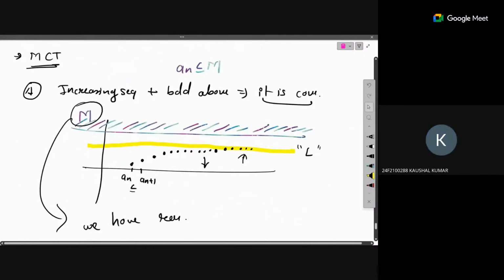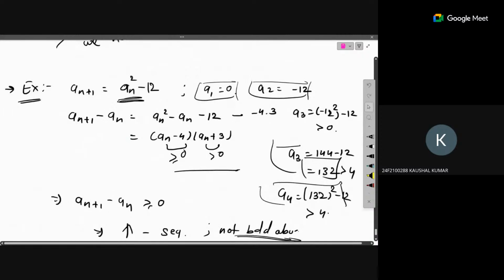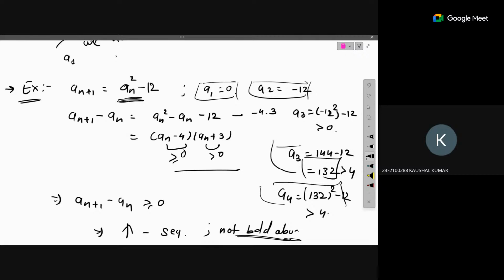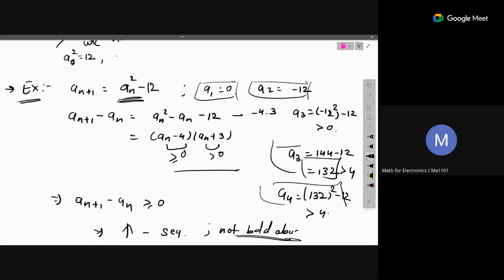Ma'am, what if you just put a0 equal to 12? Can you just go down a little more? There. Can you just put a1 equal to 0 and put n equal to 0 and then find a0 square equal to 12? Are you getting that?